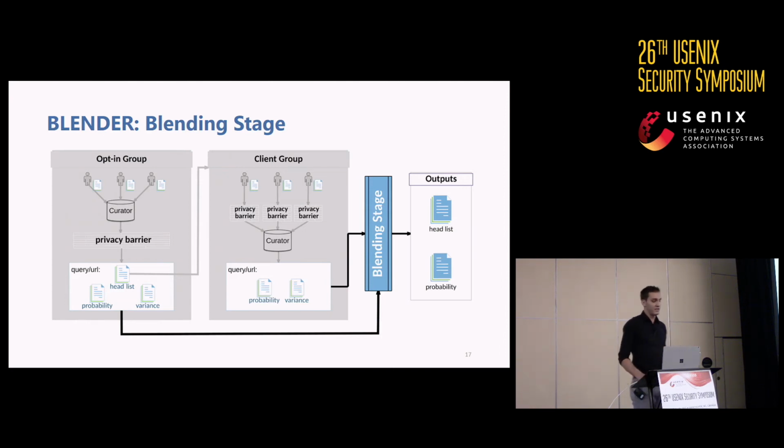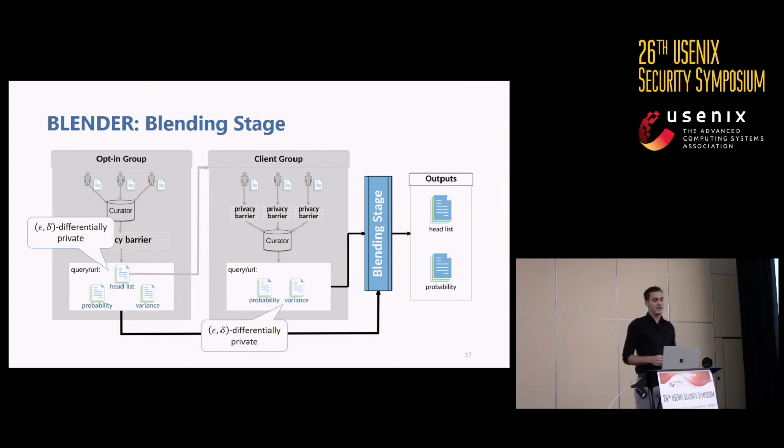The blending stage, essentially, for each record in the head list, combines the probability estimates of the records by taking into account the variance estimates for each of those probabilities. And what this does is it allows a final probability estimate to be generated that's, in expectation, better than either of the two groups could have individually generated. So at this point, Blender's final output is this head list of records and the combined probability estimates from the two groups.